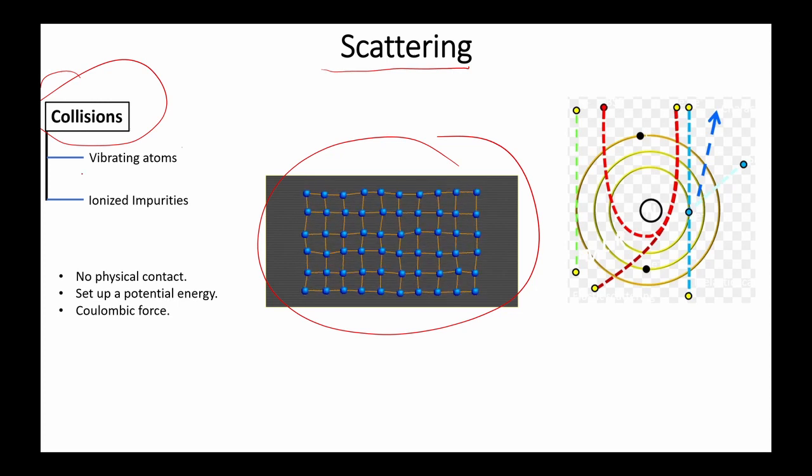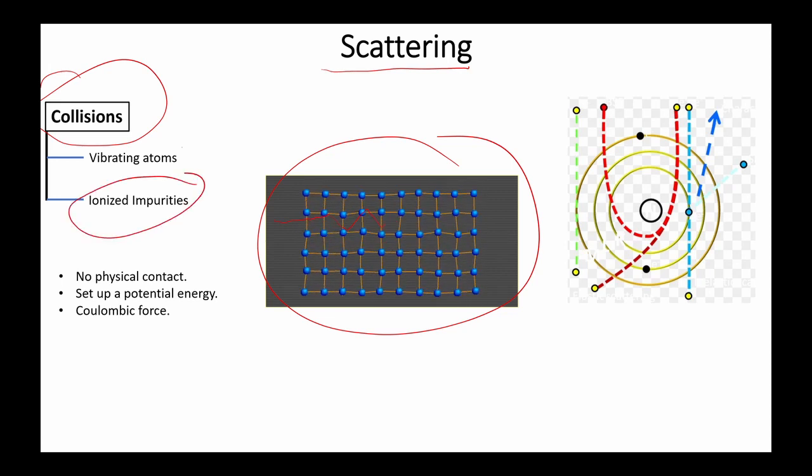These are the vibrating atoms. As an electron is moving, it will collide here. These vibrating atoms are hampering the movement of the electrons. And what is another thing which is hampering it? The ionized impurity. Let us say this is the ionized impurity.